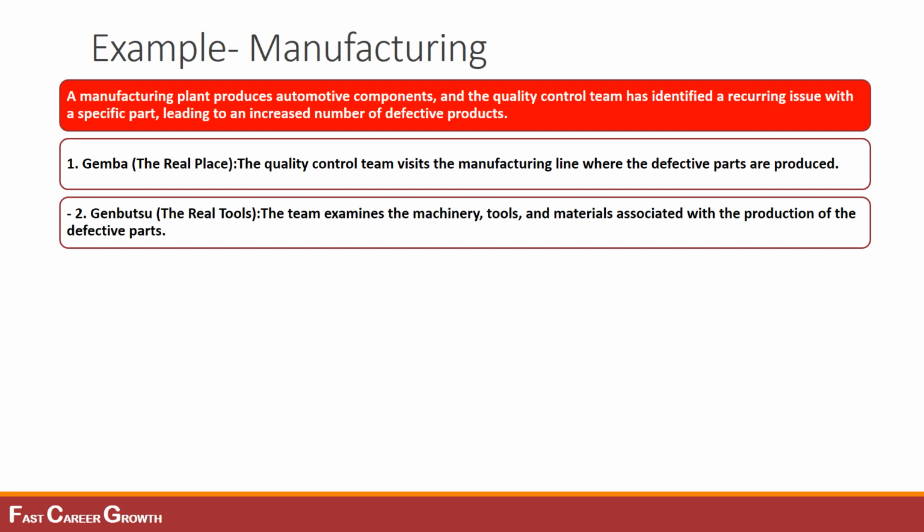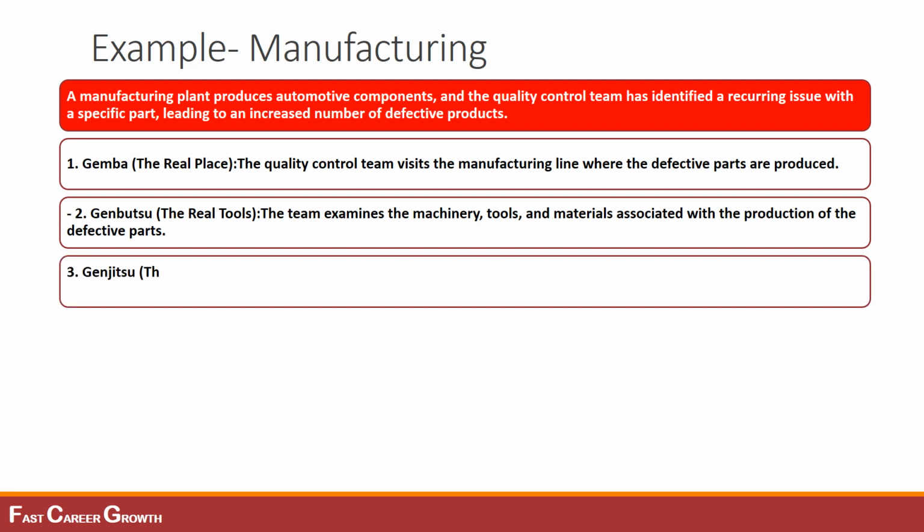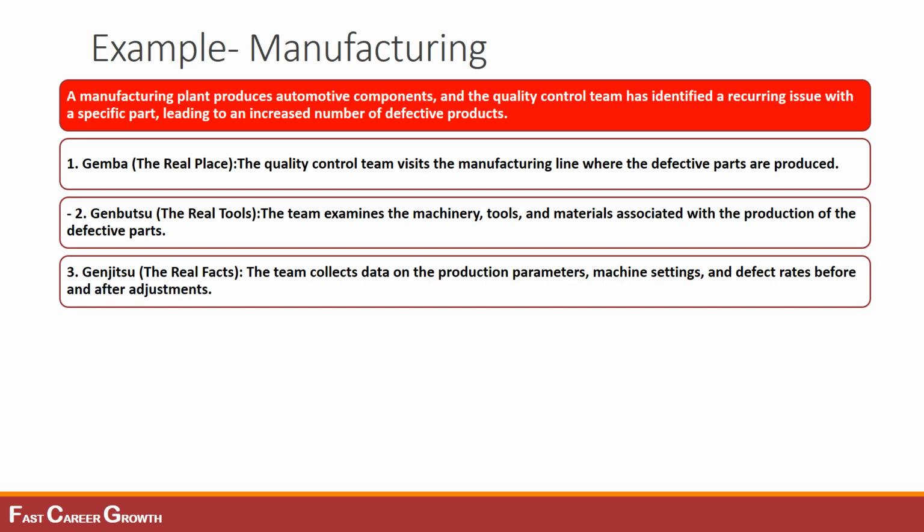Third is GENJITSU, the real facts. The team collects data on the production parameters, machine settings, and defect rates before and after adjustments. Purpose of GENJITSU: gathering real facts. GENJITSU helps the team understand the current state of the production processes, identify trends, and correlate data with the occurrence of defects. Fourth is GENRI, principles.